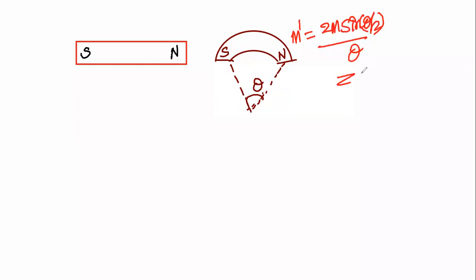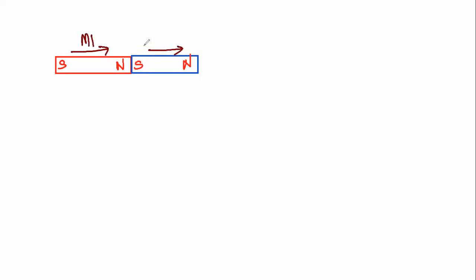So when bar magnets are placed end to end, we'll see the resultant magnetic moment. Let us suppose this is one bar magnet and this is another bar magnet. These are kept in contact, with like poles or unlike poles in contact. This is M1 and M2. They are in the same direction. Then the new magnetic moment M is equal to M1 plus M2.